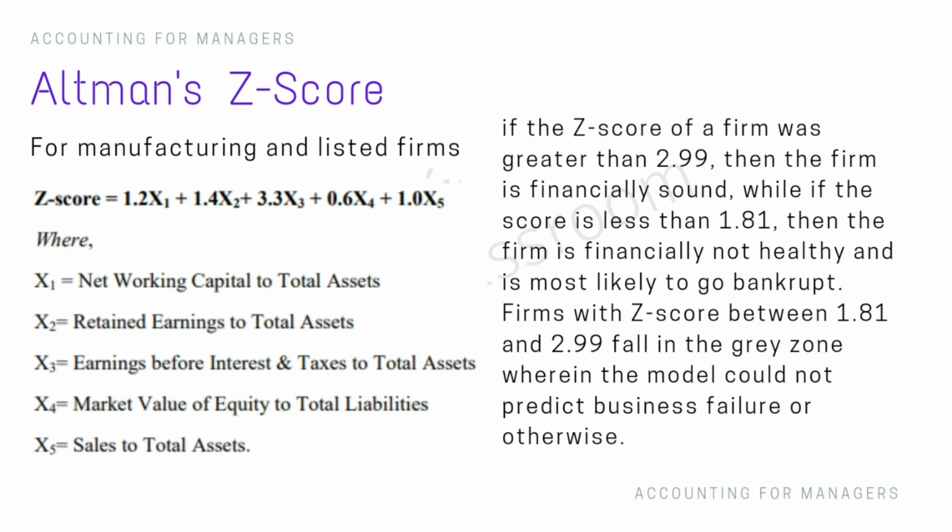Once we have these 5 ratios, if we put them in this formula for Z-score, we'll get a number which is called the Z-score. If the Z-score is greater than 2.99, then the firm is financially sound. But if it is less than 1.81, then the firm is financially not healthy and is most likely to go bankrupt. If the firm's Z-score lies between 1.81 and 2.99, then it falls in the gray zone where the model cannot predict the business failure or otherwise.